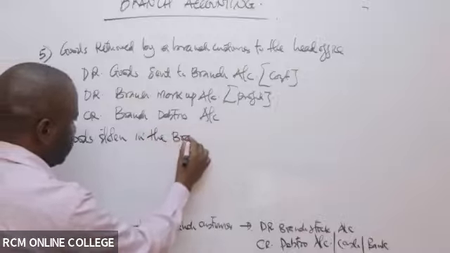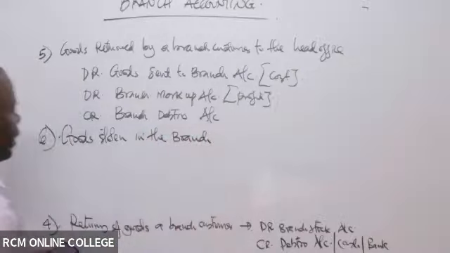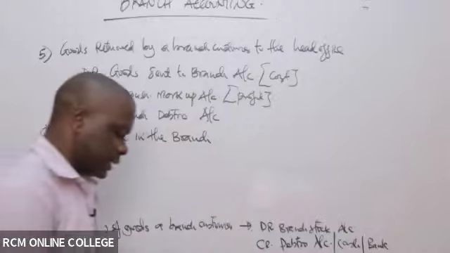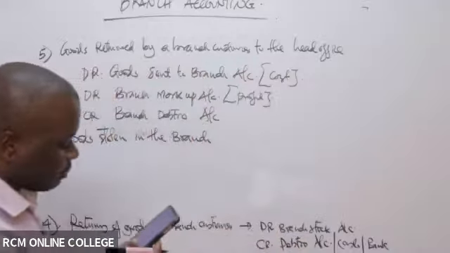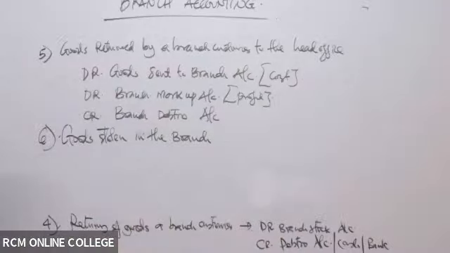Goods stolen in the branch. This one quite obviously in this case does what? It reduces the inventory there at the branch. But now in this case, it will end up having to create what? An expense. There'll be an expense having to be incurred because you have to cater for these goods stolen.